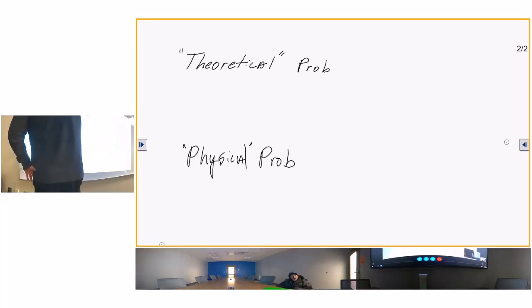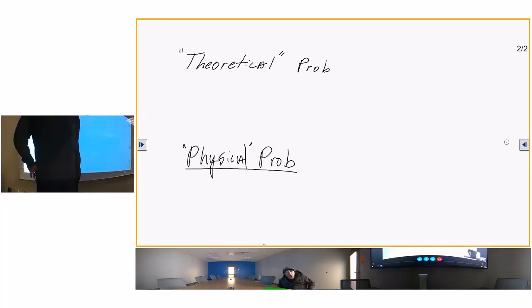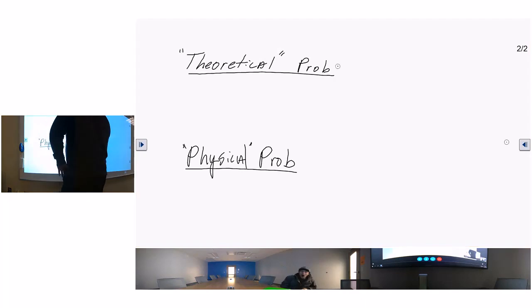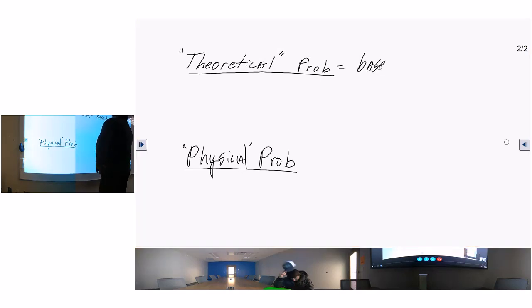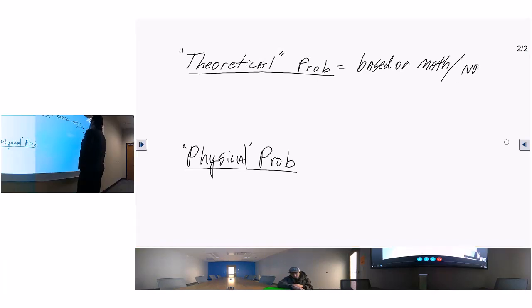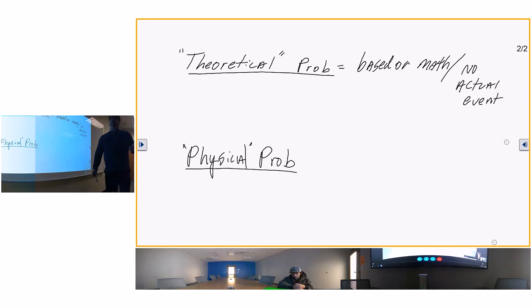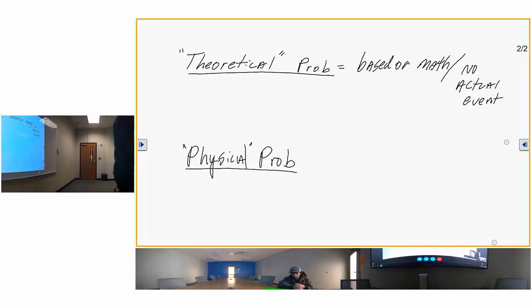Okay? Two probabilities. What we just finished was the theoretical probability. All right? Theoretical is based on mathematics and no actual event. Okay, a while ago y'all told me that there was 13 diamonds in a deck of cards.